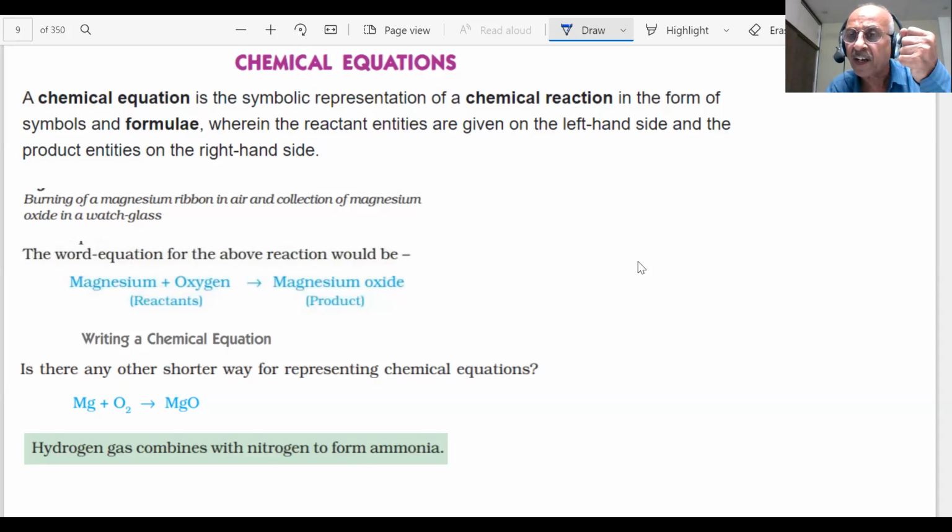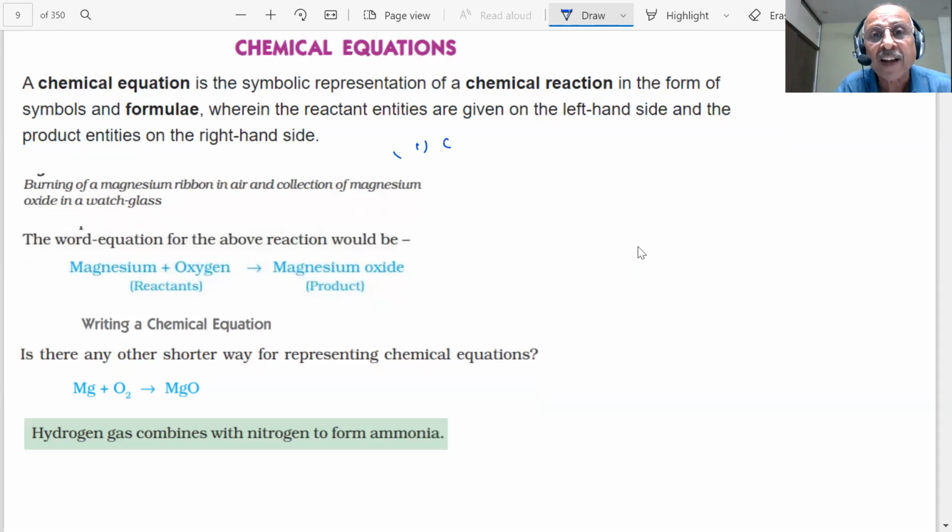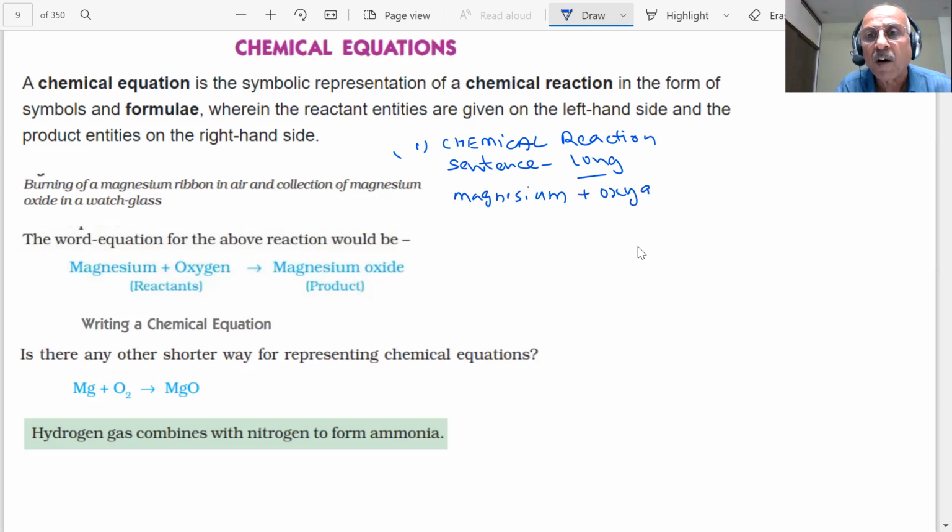When magnesium is burnt in air, it forms magnesium oxide. It burns with a dazzling flame, students. So I can represent this as a chemical reaction. This is an example of a chemical reaction, burning of magnesium in air or oxygen. If I use the sentence form, it will be a longer form, students. It is long. When I say magnesium plus oxygen forms magnesium oxide, this is a longer way of representing it.